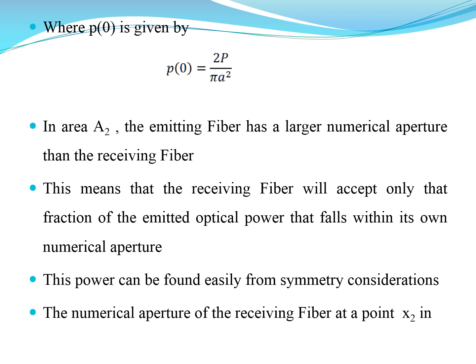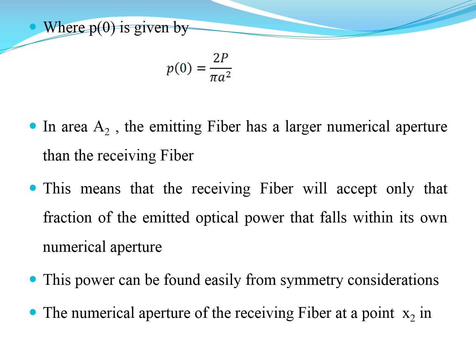So in area A2, the emitting fiber has a larger numerical aperture than the receiving fiber. This means that the receiving fiber will accept only that fraction of the emitted optical power that falls within its own numerical aperture. So this has to be noted again. In such cases, only a certain fraction of the emitted optical power falls within this numerical aperture, and this power can be considered only from some symmetric considerations.